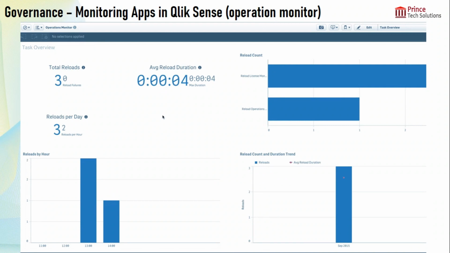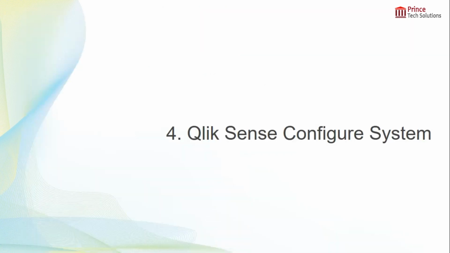And this is the operation monitor. Here you can see how many apps are getting reloaded per day, the average reload duration of a particular app, the total number of reloads, and reloads by hour. So these show the usage of the apps in the QMC. The operation monitor does this.